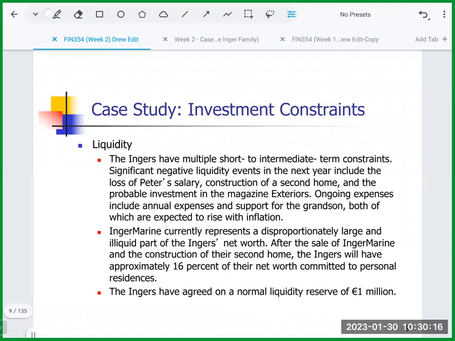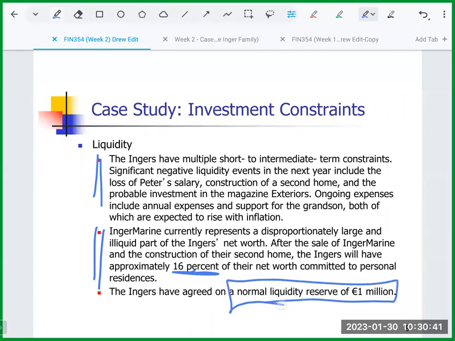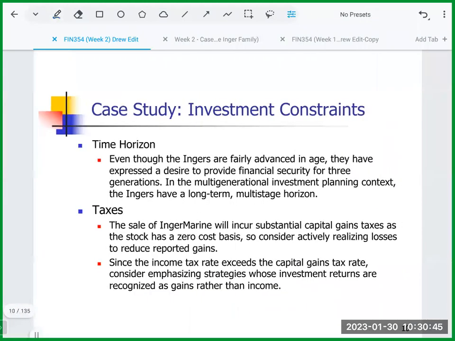Liquidity, we need to think about the long-term and short-term constraints. We need to think about the proportion of illiquid assets. For example, I think it's around 16%, all right? 16% is residence. This is something we need to be careful of, because we know that buildings are very illiquid. So it's not good, all right? And of course, they need to have a liquidity reserve of 1 million. So this is something that we need to consider.